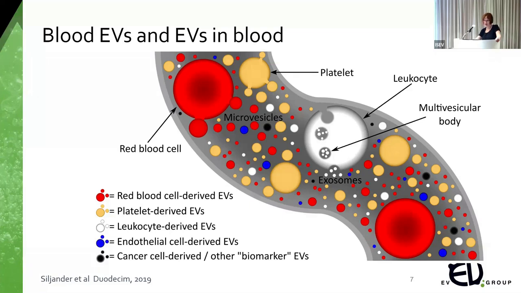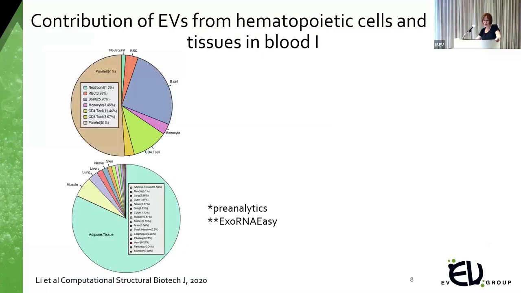So there have been a few studies that have tried to understand the contribution of different cells to blood EVs in a different way, and this is by analyzing the content. There is a study that is analyzing the RNA, and then there is analysis of the proteins. And I will just shortly explain what this is about.